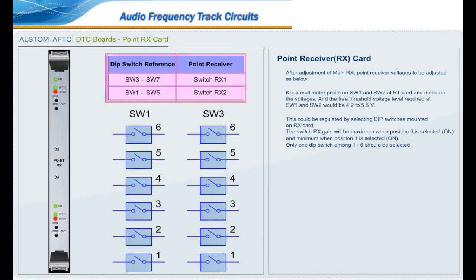The switch receiver gain will be maximum when position 6 is selected on and minimum when position 1 is selected on. Only one dip switch among 1 and 6 should be selected. Do not keep more than one switch in on position. By default, dip switch 6 will be kept on, maximum gain from factory.